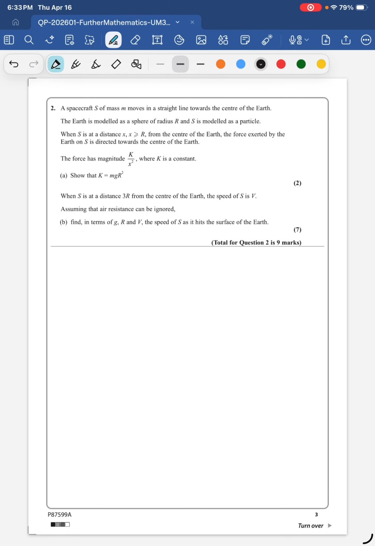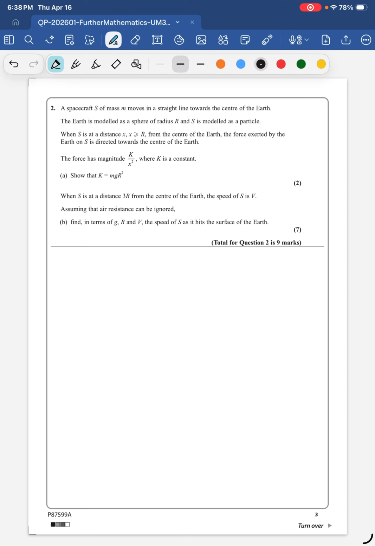Now, in part B, S is again the spacecraft. And by the way, I've seen lots of questions about spacecrafts in all the units of Edexcel, and now in the mathematics papers as well. I think it has to do a little bit with the fact that NASA is sending Artemis. I mean, it already sent Artemis to space and stuff like that. Probably, I don't know. Let me know what you think in the comments.